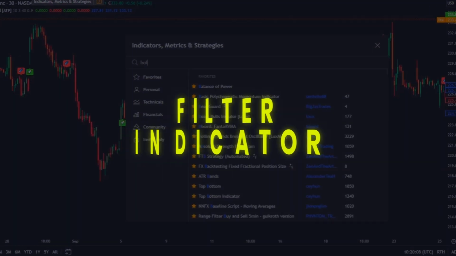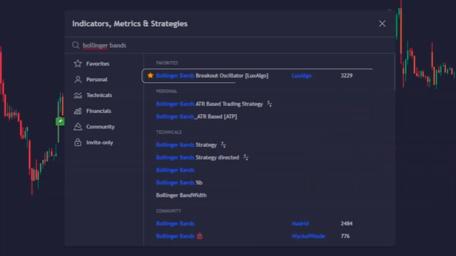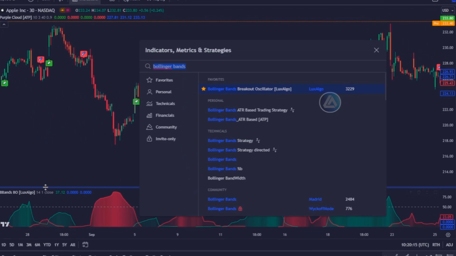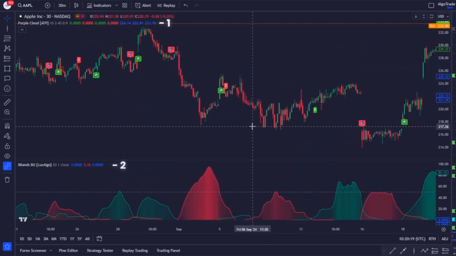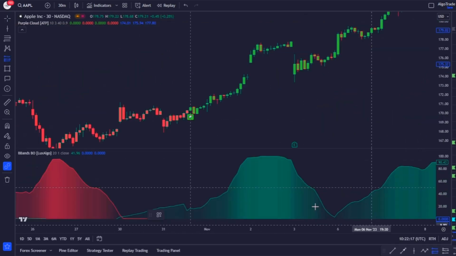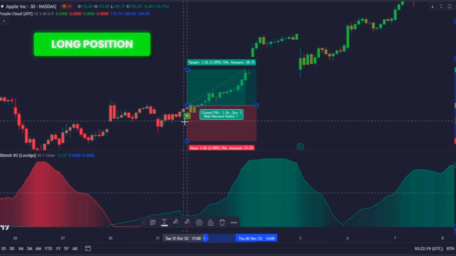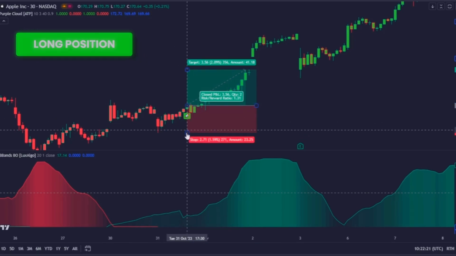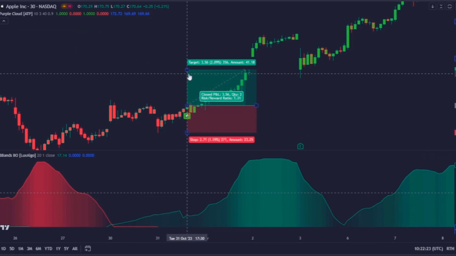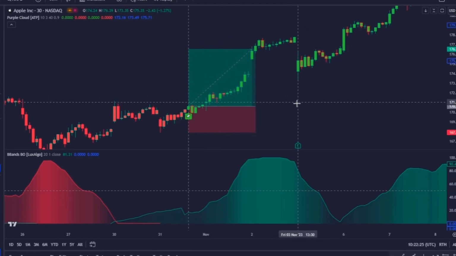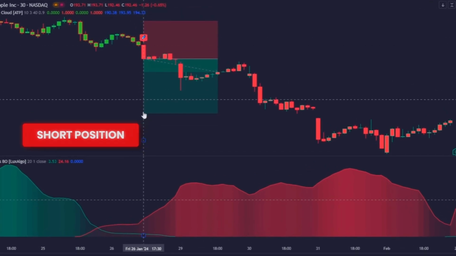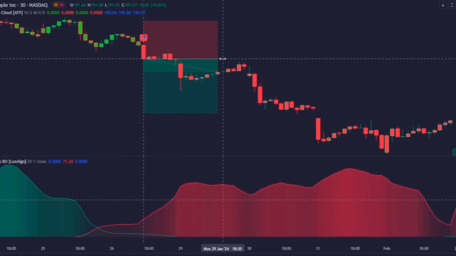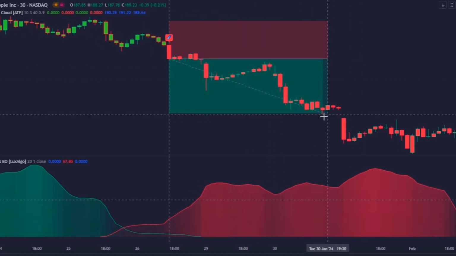Next, let's insert our filter indicator, which is the Bollinger Bands breakout oscillator, this one by Lux Algo with a length of 20. And with these two indicators we can already know when to enter a valid trade. A long position is considered when the purple cloud gives a buy signal and the Bollinger Bands indicator is green, like in this example. And the short position is considered when the purple cloud gives a sell signal and the Bollinger Bands indicator is red, like in the second example.